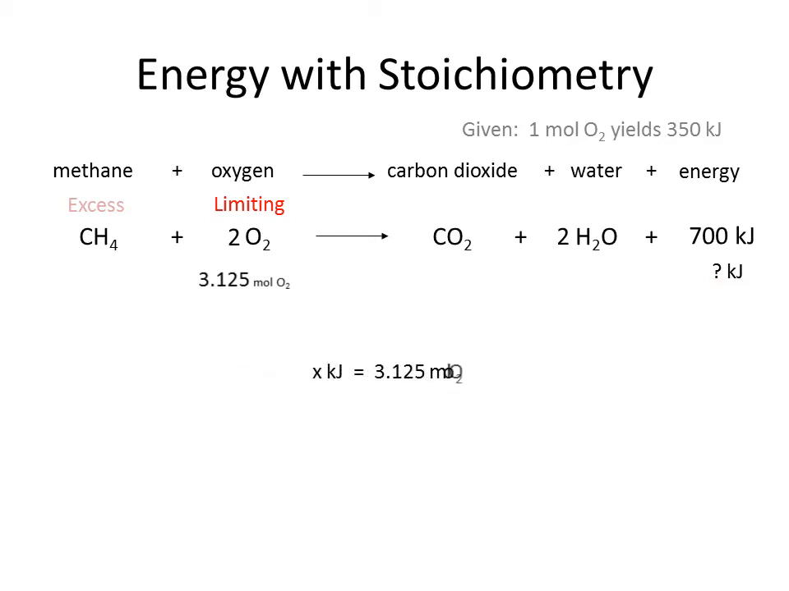What are we looking for? X kilojoules equal to what do we know? 3.125 moles of oxygen. My first step will be to use the coefficients from the balanced chemical equation. Notice it says 2 moles of oxygen produces 700 kilojoules. I could put that in, or I could just as easily use 1 mole of oxygen, 350 kilojoules. I'll put the 2 moles of oxygen on the bottom so that moles of oxygen up here and moles of oxygen down here will cancel, and 700 kilojoules here. Notice the moles of oxygen cancel, and I'm left with my answer, 1094 kilojoules.